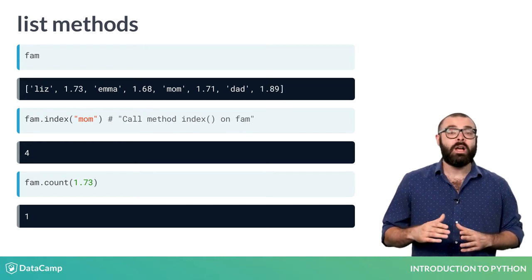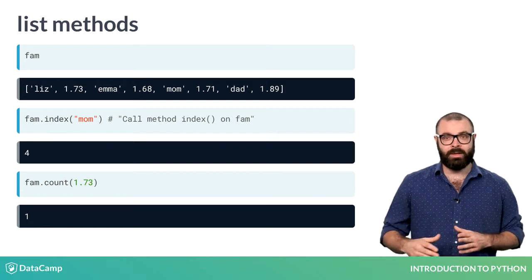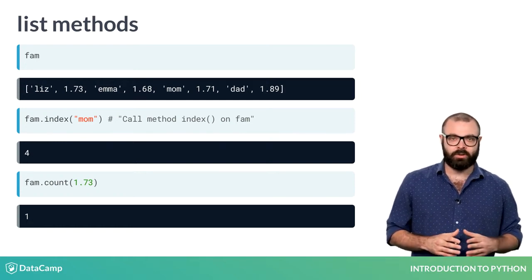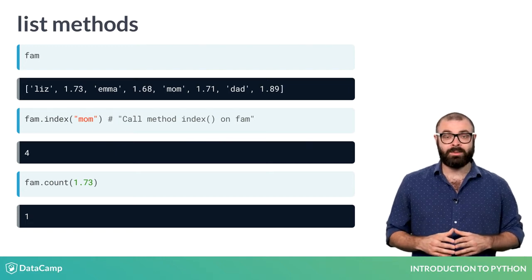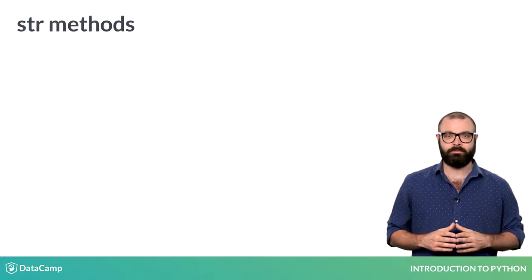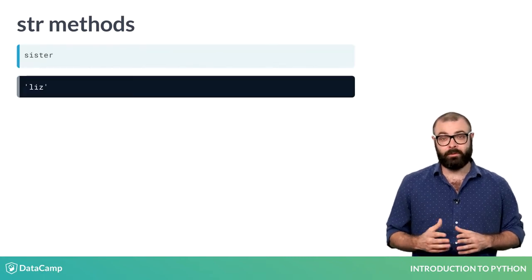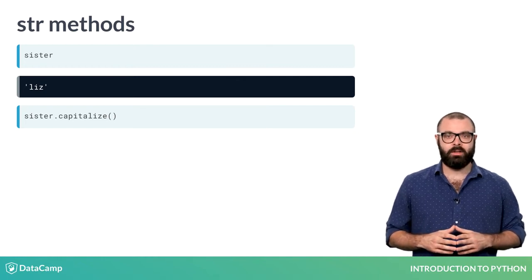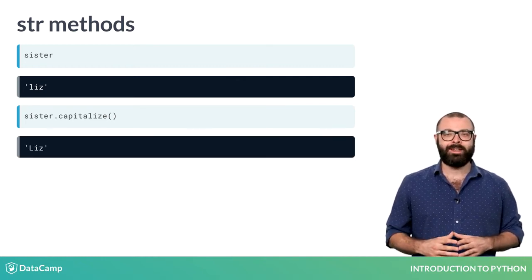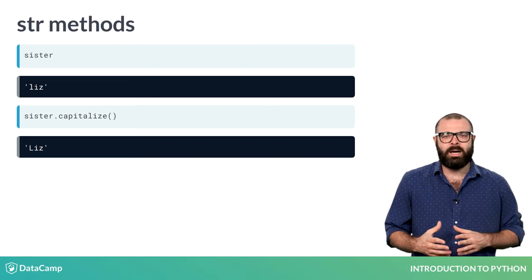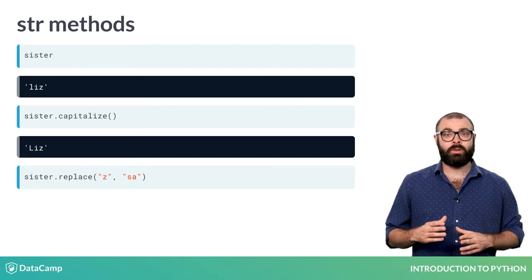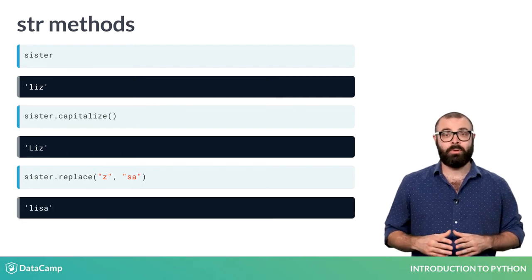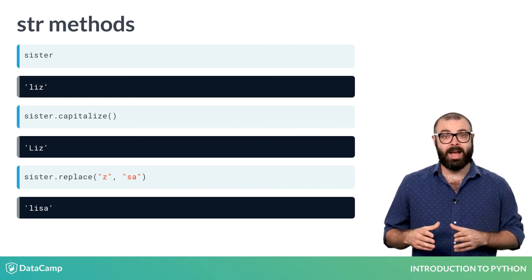But lists are not the only Python objects that have associated methods. Also floats, integers, booleans, and strings are Python objects that have specific methods associated with them. Take the variable sister, for example, that represents a string. You can call the method capitalize on sister without any inputs. It returns a string where the first letter is capitalized now. Or what if you wanted to replace some parts of the string with other parts? Not a problem. Just call the method replace on sister with 2 appropriate inputs. In the output, Z is replaced with SA.